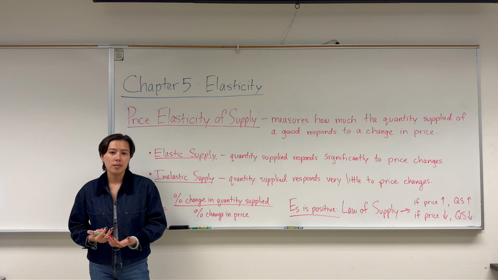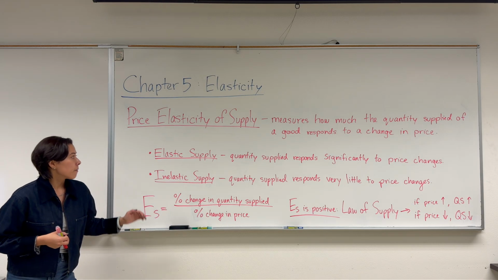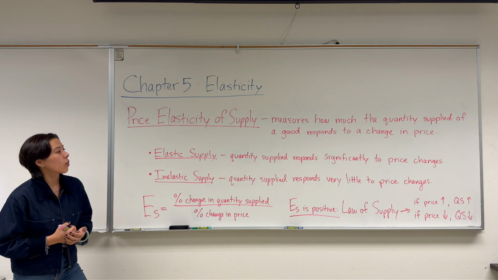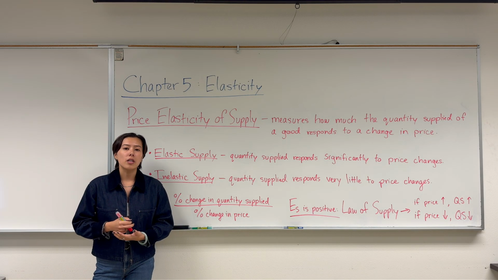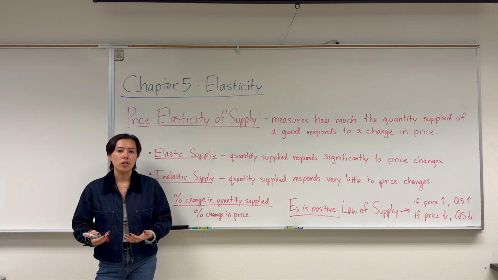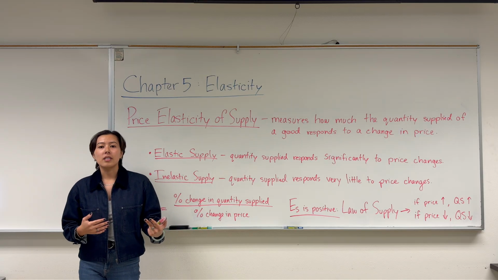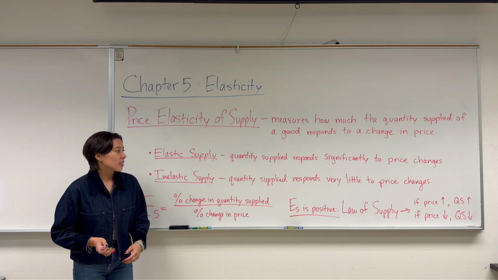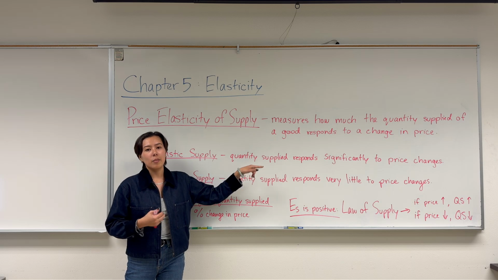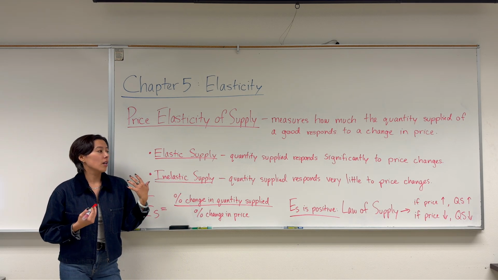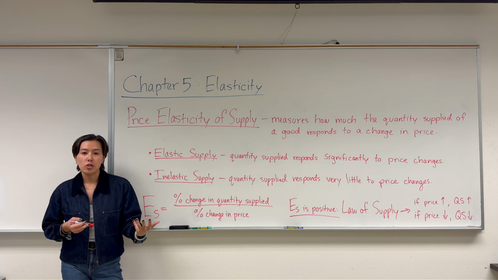Now, if our supply is considered to be elastic, what this means is that the quantity supplied for a good responds very significantly to a price change. Let's say that the price of lemonade increases by 10%, and then lemonade suppliers increase their quantity supplied by 50%. That's a very strong response to that price change.